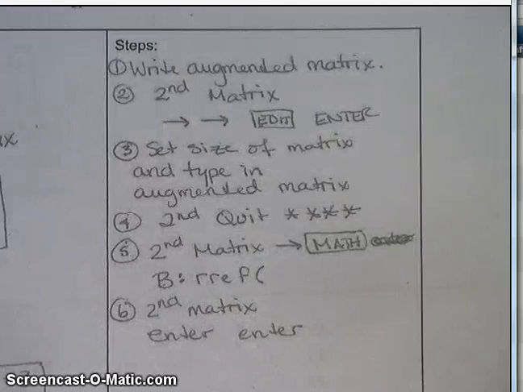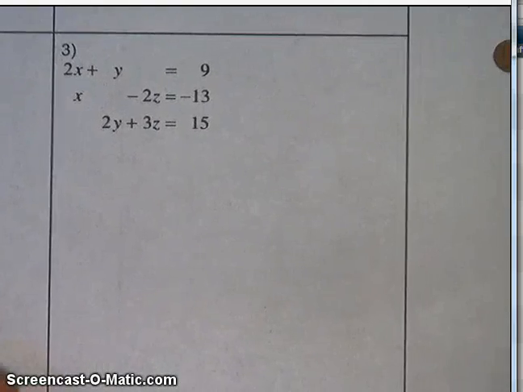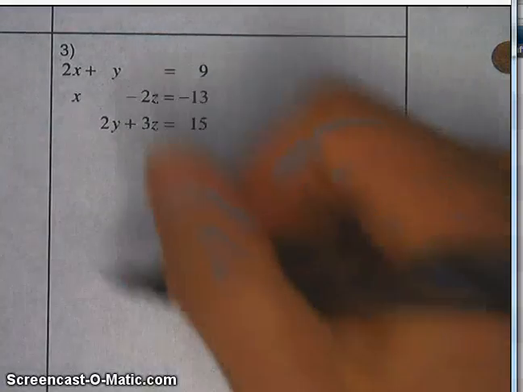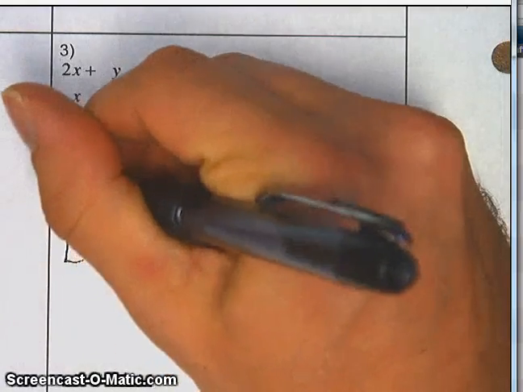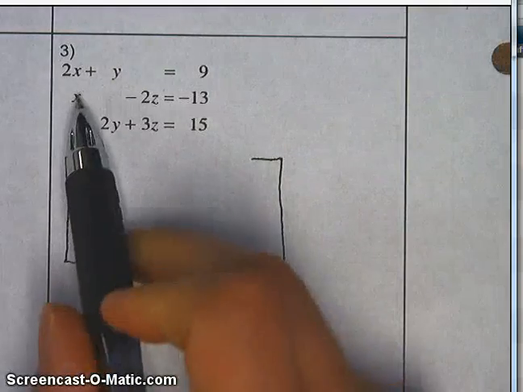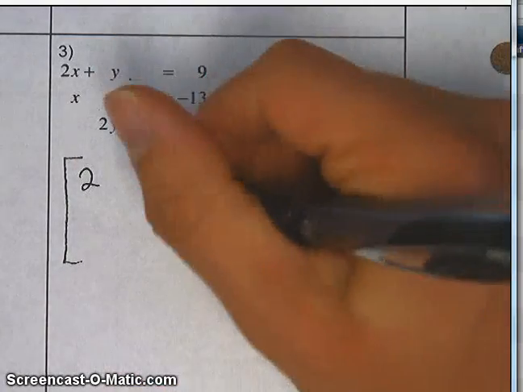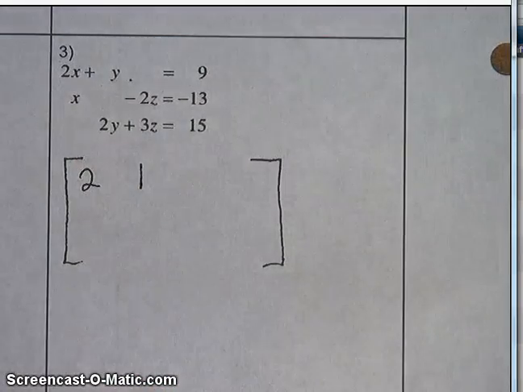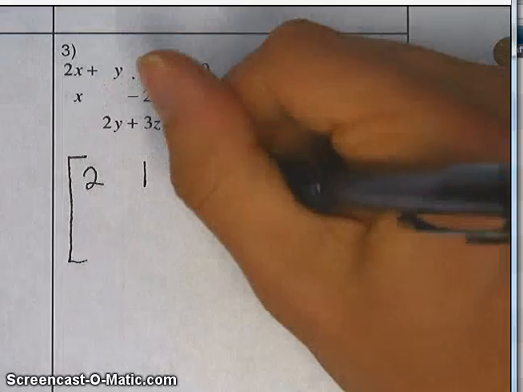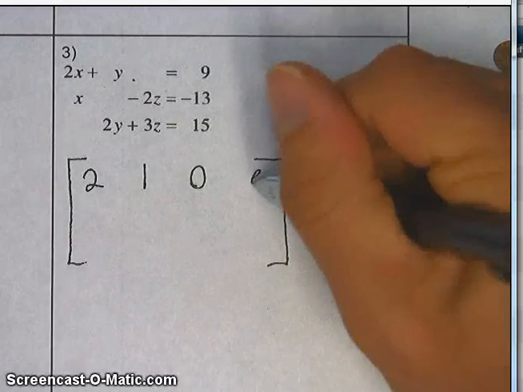So I want to show you one more that looks like this. So the first step is to write the augmented matrix. So the number in front of the x is a 2. The number in front of the y is a 1. And then look, there is no z. Well, that z variable still has a coefficient. It just happens to be a 0. The constant is a 9.